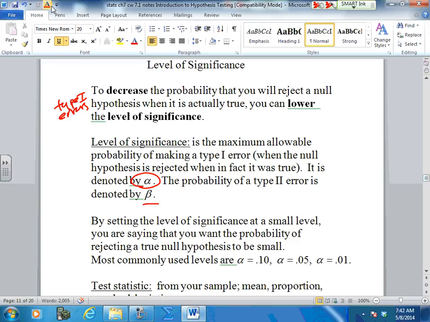Okay, so we're going to set your level of significance. It is the maximum allowable probability of making your type 1 error, when your null hypothesis is rejected when it was actually true. That's our type 1. It is denoted by this symbol, and this is called alpha. The probability of a type 2 is beta, which we don't really address. By setting your level of significance small, and generally these are 10%, 5%, 1%, the probability of rejecting a true null hypothesis will be small. We want that error to be very small. Okay? We don't want to take a chance that we'll reject the null when it's actually true.